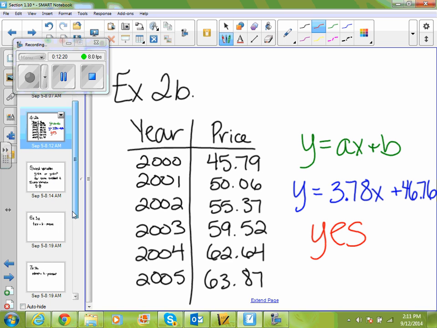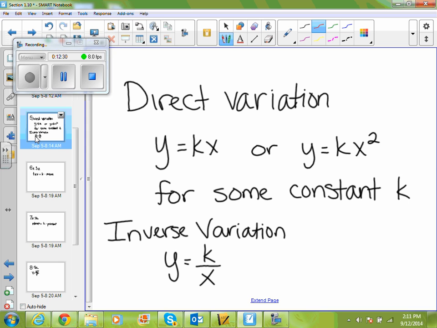Okay, so that's the first part of what we're doing. That's called determining linear regression. The second part we're going to look at is direct variation and indirect variation, also known as inverse variation sometimes. Direct variation is either the formula y equals kx or y equals kx squared for some constant k. Inverse variation is very similar. It's y equals k over x for some constant k.